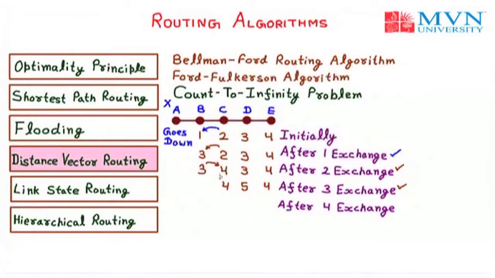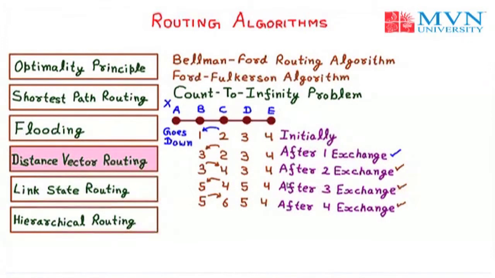Now, B will think that the value is 4 and the path to A goes via C, so it will update the table as 5. At the fourth exchange, the value of B is 5. Now C will notice that the value of B is 5, so it will update its value to 6, and the values of D and E will remain the same as 5 and 4.